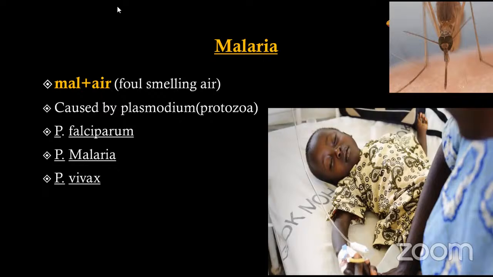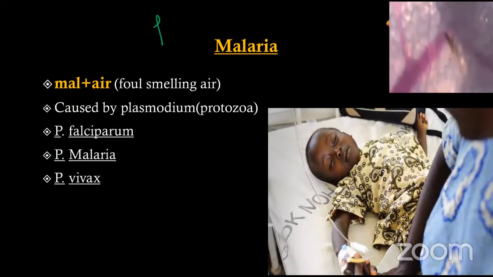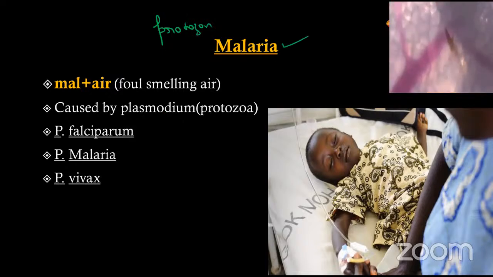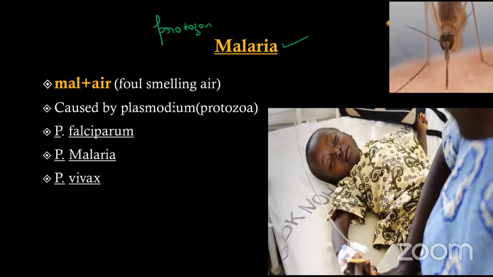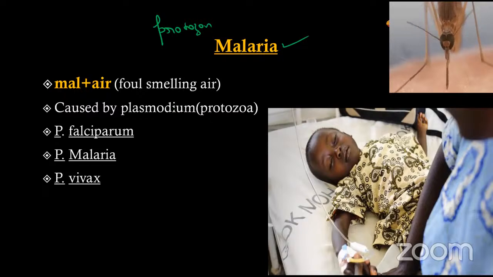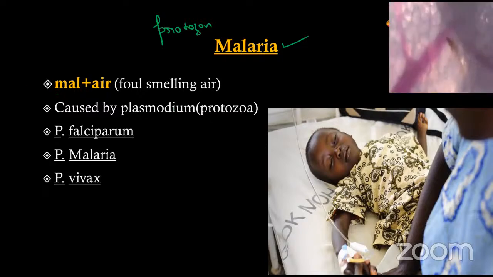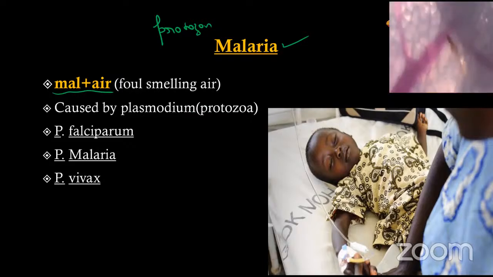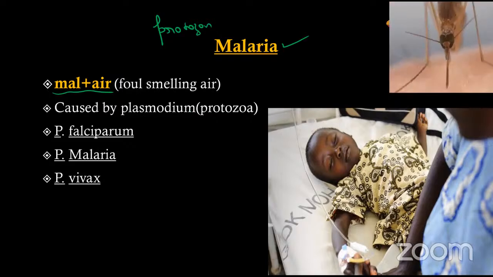Just now I told you about African sleeping sickness or American sleeping sickness. That is caused by Trypanosoma, and Trypanosoma is nothing but a protozoa. So we are going to talk about protozoan disease. Malaria. Everyone thought that malaria was caused by foul smelling air, so they gave it the name mal air, which means foul smelling air.